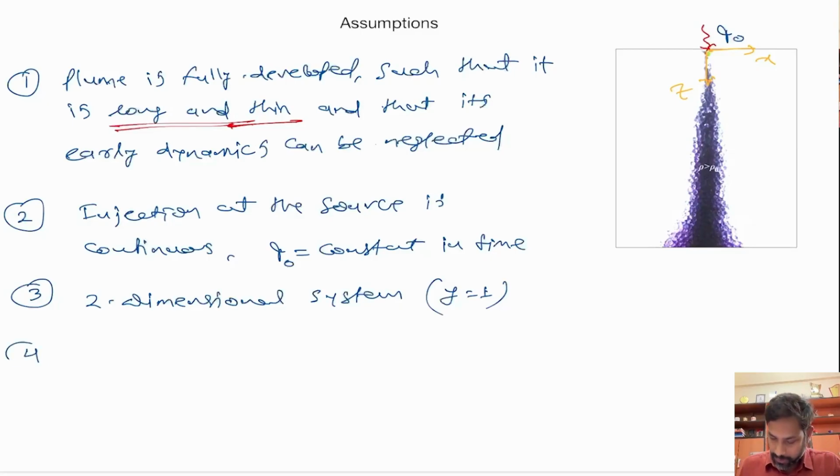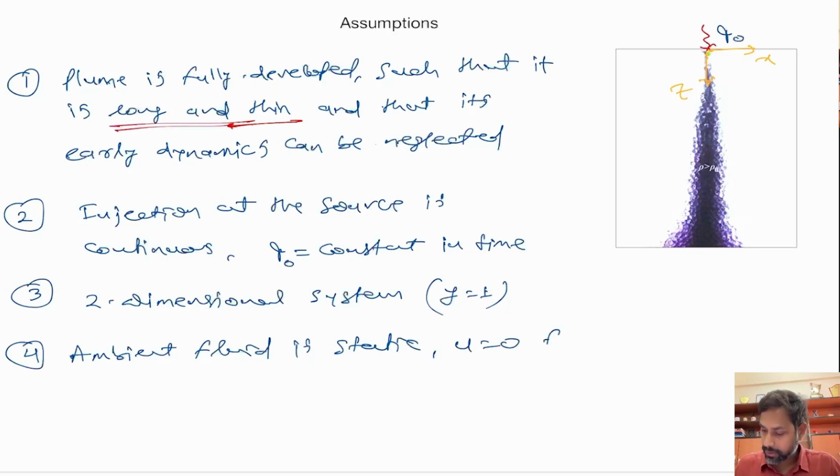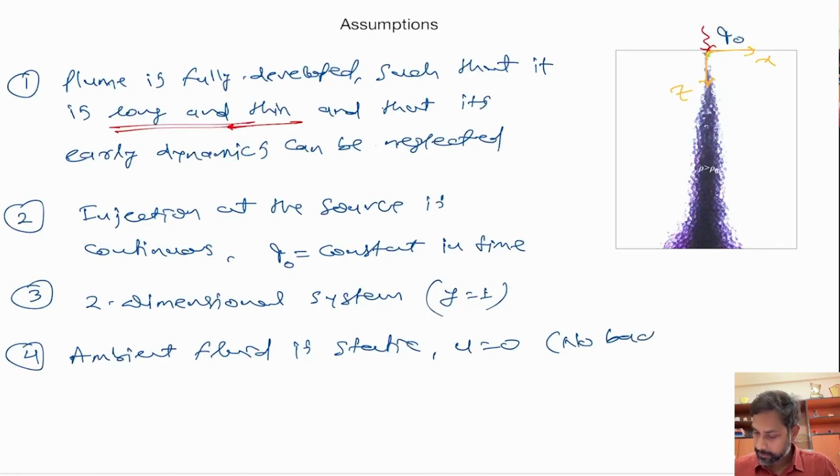Okay, and then fourth is ambient fluid is static. So u is equal to 0 for the ambient fluid. So there is basically no background velocity. So no background flow.